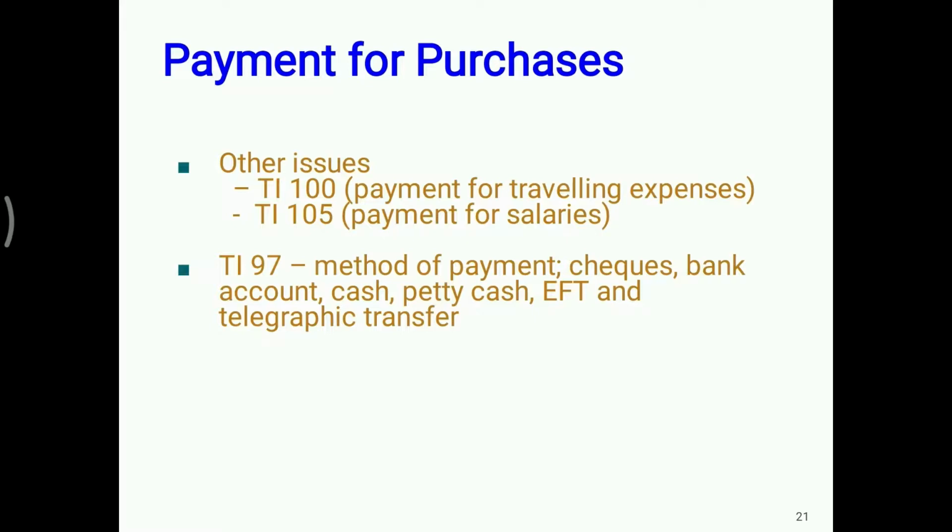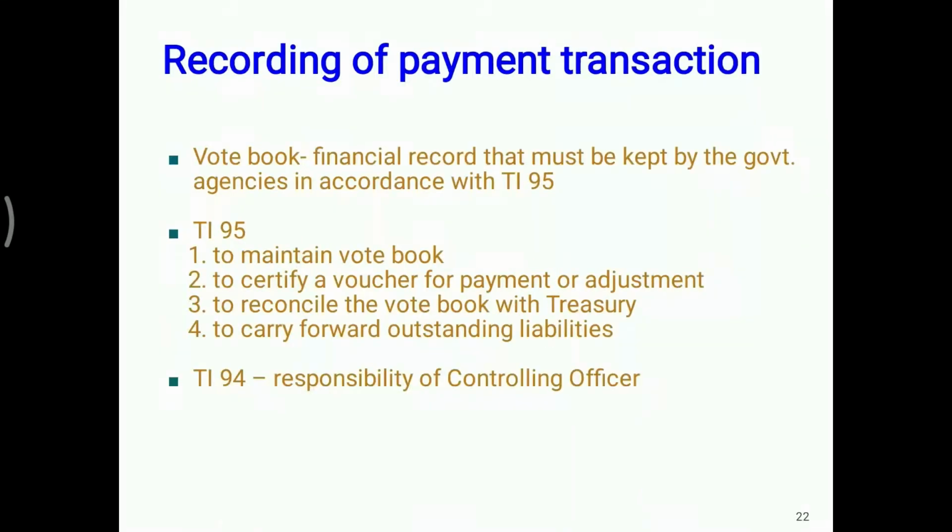Treasury Instruction number 97 states the method of payment can be by way of check, cash, petty cash, and others, including electronic funds and telegraphic transfer. Recording of payment transactions. According to Treasury Instruction number 95, the vote book is a financial record that must be kept by all government agencies, and it is useful for recording allocation of funds received, expenditure, liabilities, and changes in budget. Treasury Instruction number 95 also specifies the primary duties of every controlling officer in controlling the object expenditure.